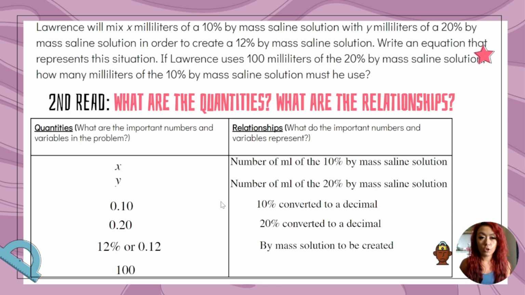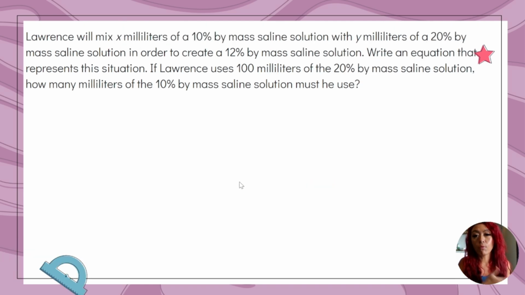And then we have 100. This is the number of milliliters of the 20% by mass saline solution. So notice here there are 2 parts to this problem. The first part is to write the equation. And then in the second part, it asks if Lawrence uses 100 milliliters of the 20% by mass saline solution. So in the second part, we're going to have to substitute into the equation that we create. So let's first start by creating our equation.